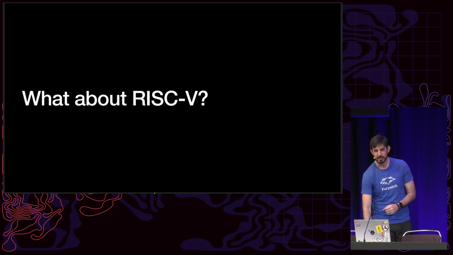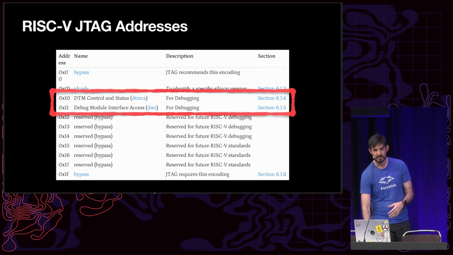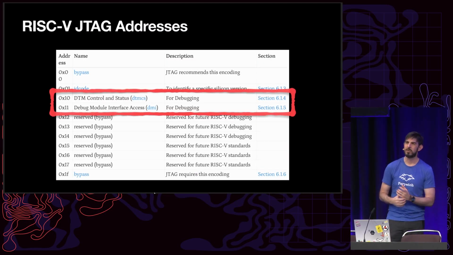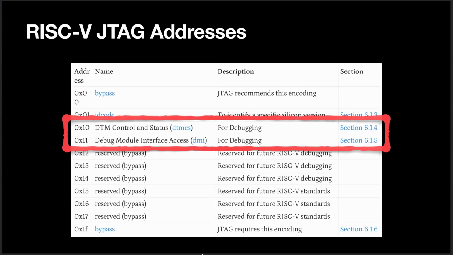Okay, what about RISC-V? Well, RISC-V, they have a debug standard that you can get the PDF of. It's published online, and for the most part, it's a pretty good standard, but there's a few places where it's actually 3 different specifications in a trench coat. If you open the standard, there's this table here that looks an awful lot like the one in ARM, except some of the addresses are in different places. You can see their ID code is actually address 1 now instead of towards the end like ARM. But we're mostly interested in these 2 addresses right here, DTMCS and DMI.